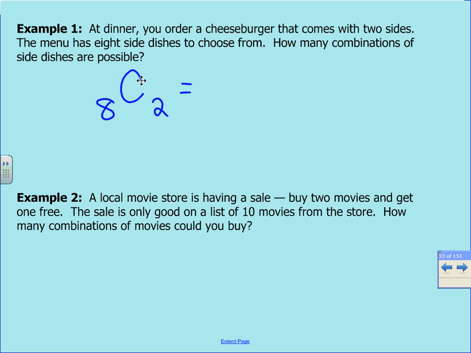Okay, so 8 side dishes. We're choosing 2. Type that into your calculator. How many combinations of side dishes do you have to choose from? So now you can do this when you go out to dinner. Briar? Good. 28 options of side dishes that you have to choose from.